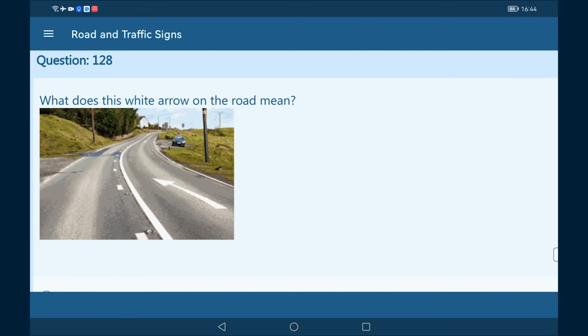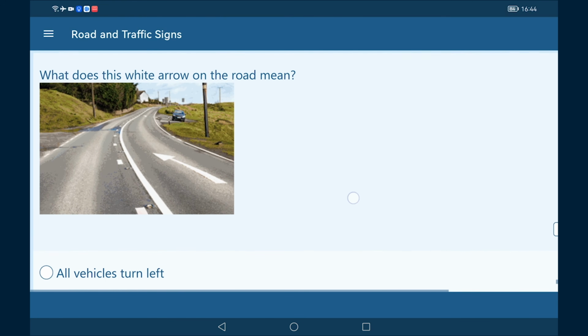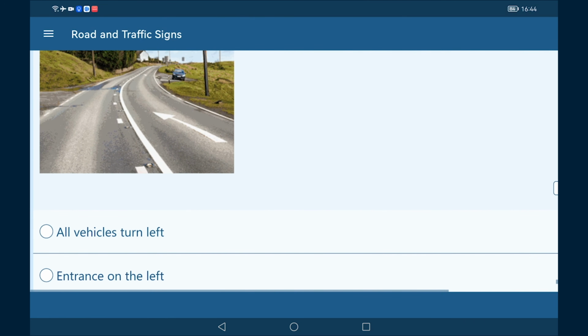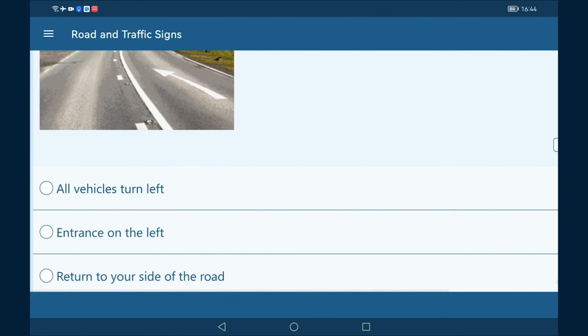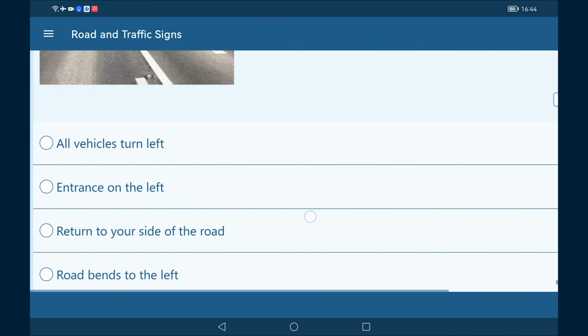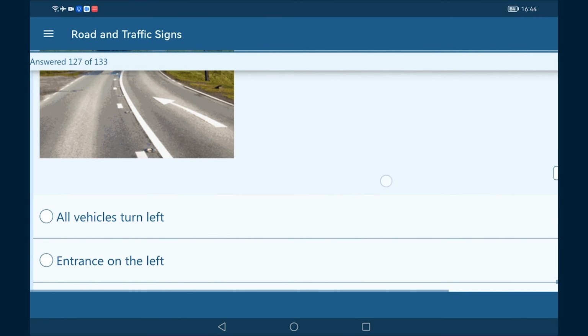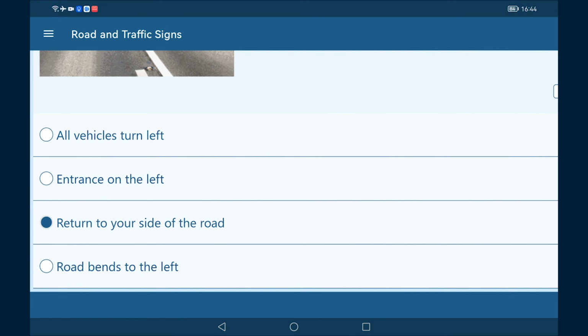128. What does this white arrow on the road mean? Option 1. All vehicles turn left. Option 2. Entrance on the left. Option 3. Return to your side of the road. Option 4. Road bends to the left. The correct answer is option 3, that is, return to your side of the road.